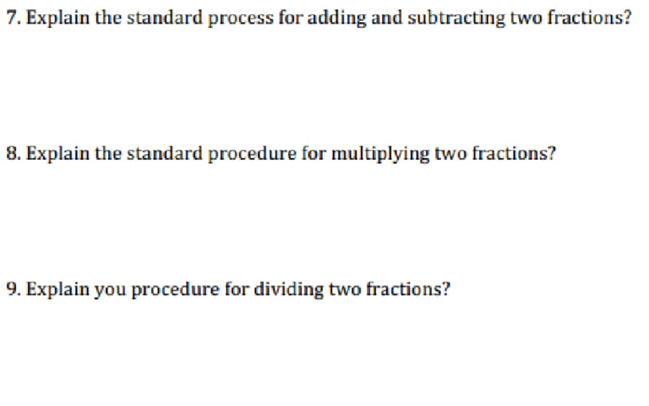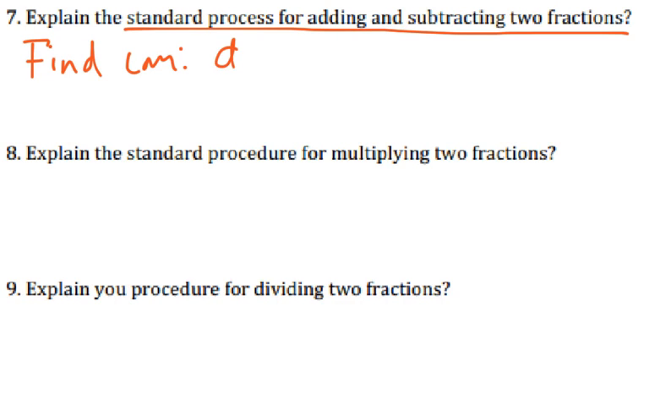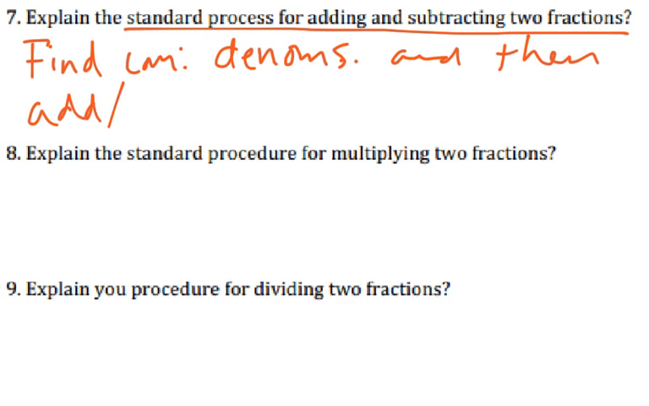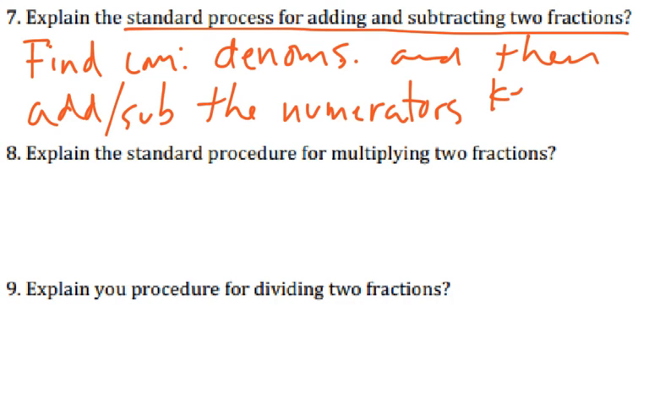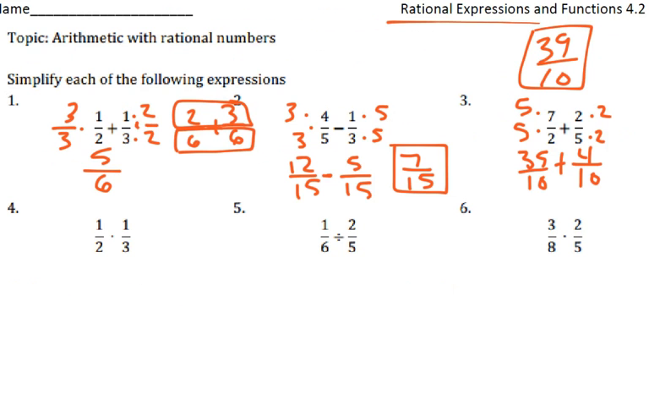So, if we skip ahead to number 7, what's the process for adding and subtracting two fractions? Well, we find common denominators, right? And then add or subtract the top numbers, the numerators, keeping the denominator the same. Something like that.